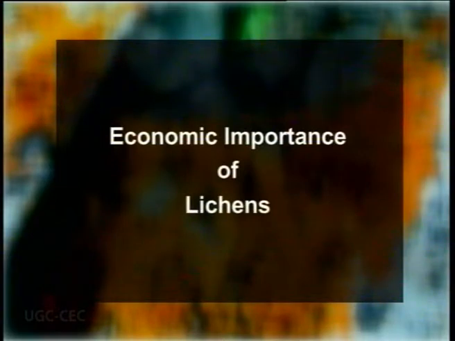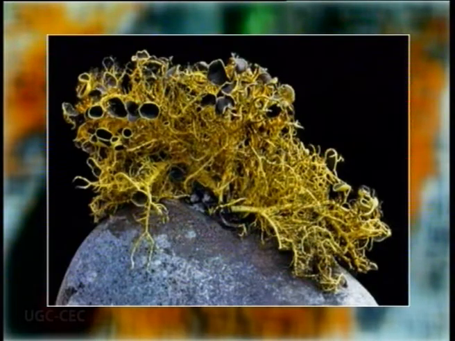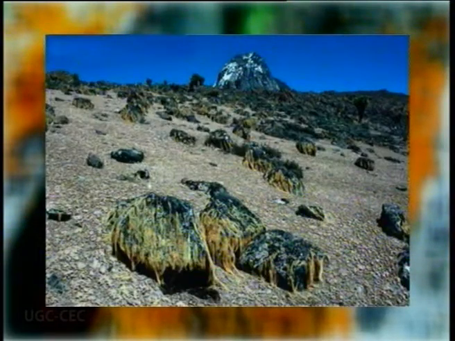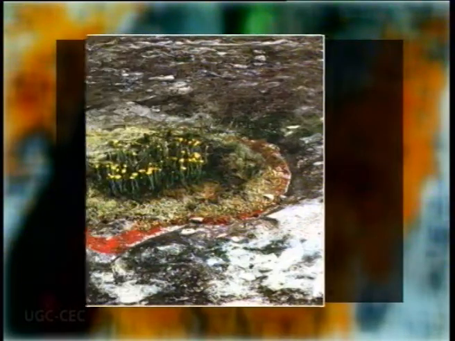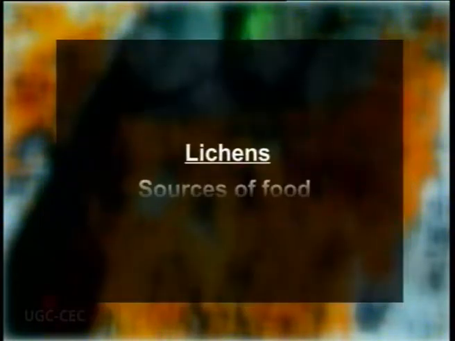Let's see if these lichens are serving any purpose. Under the heading, Economic Importance of Lichens. Lichens are pioneers of rock vegetation, as they are able to establish themselves on bare rocks, cliffs, mountains, and new terrains. They secrete some soluble organic acids, which cause weathering of rocks. Dead organic remains of lichen thalli mix with these fine rock particles, which ultimately become very fertile for other plants to grow.